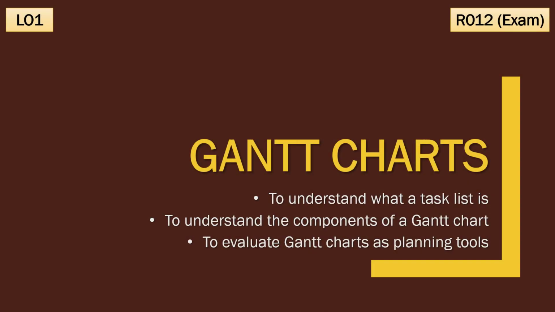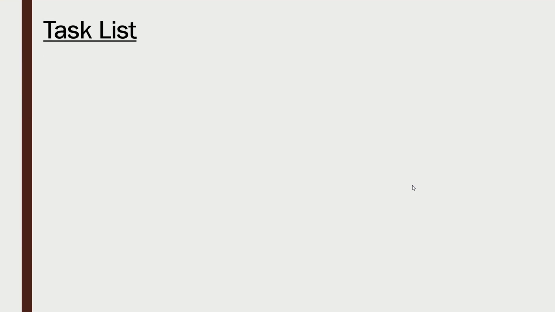A Gantt chart is one of our more technical, formal project planning tools. And in looking at what a Gantt chart is and evaluating it, we're going to first of all talk about what a task list is, which really in my mind is just a slightly less sophisticated version of a Gantt chart. Really, a Gantt chart is a dressed up version of a task list. So let's talk about what that is first of all.